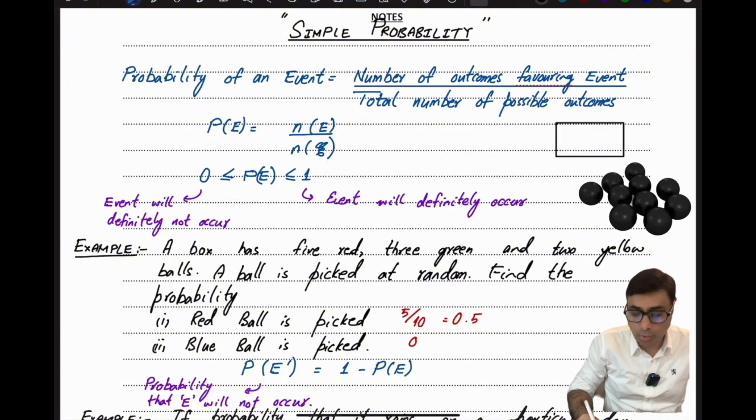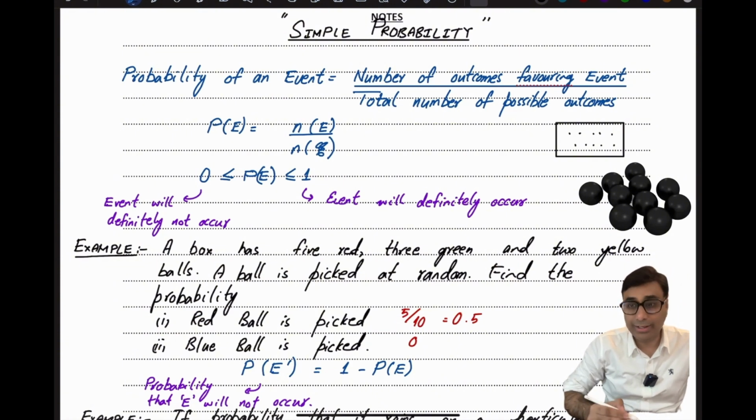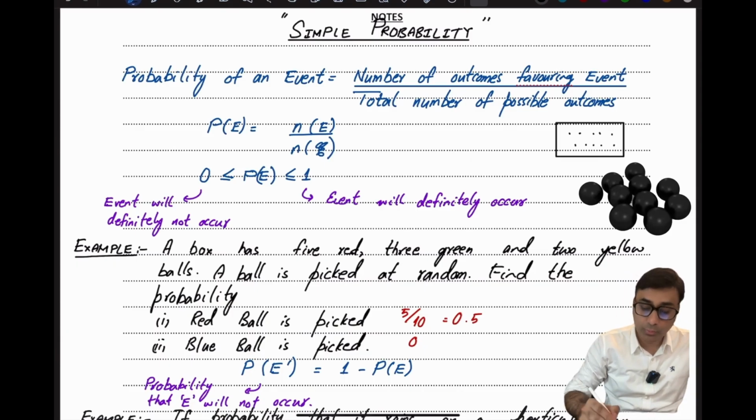So if you consider a box that has 10 black balls and you pick one ball at random, what is the probability that the ball that you choose is black? Obviously any ball that you pick is going to be black, and hence it is definitely going to be a black ball, and hence its probability is going to be 1.